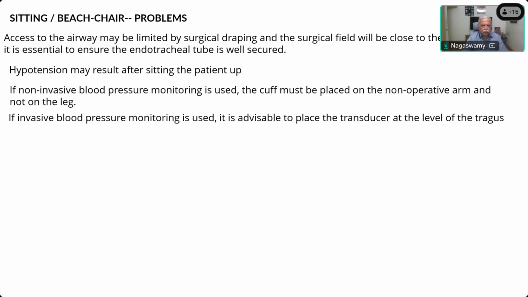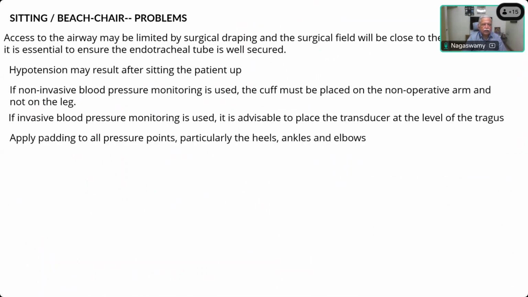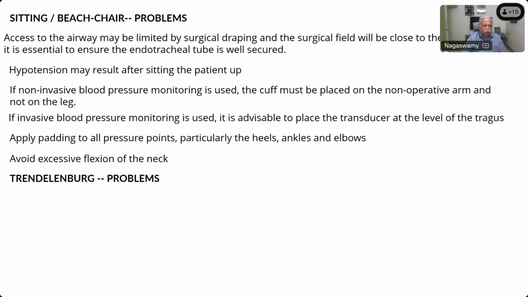Non-invasive blood pressure monitor should be placed on the non-operative side or not on the leg, especially during sitting position. Many anesthetists put it on the leg, which should not be done. And if invasive blood pressure is done, the transducer should be at the level of the tragus of the patient, so that it will read the correct blood pressure. Apply padding to all pressure points, heels and ankles. Avoid excessive flexion of the neck in the sitting posture.